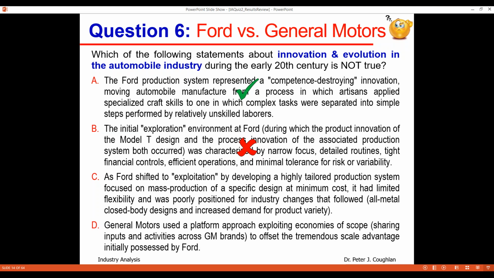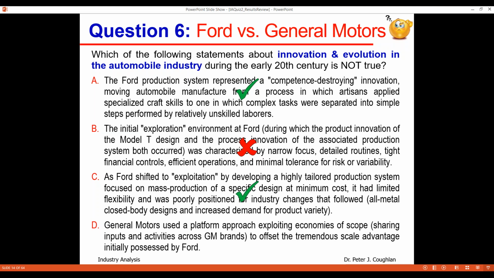It also had a combined metal and wooden frame. Its entire system, all of its tools, everything was designed around that. It was not ready for the all-metal closed body designs. They had to completely shut down production. So again, this answer C is a true statement. That is actually what did happen.